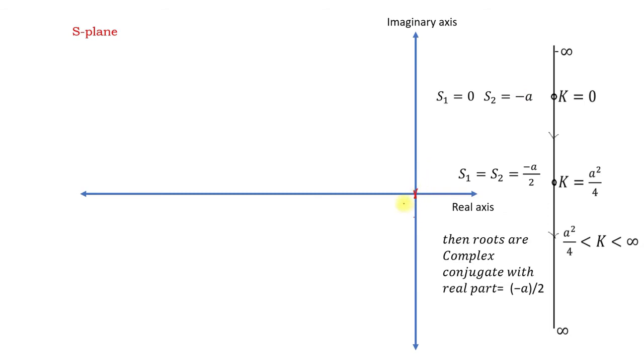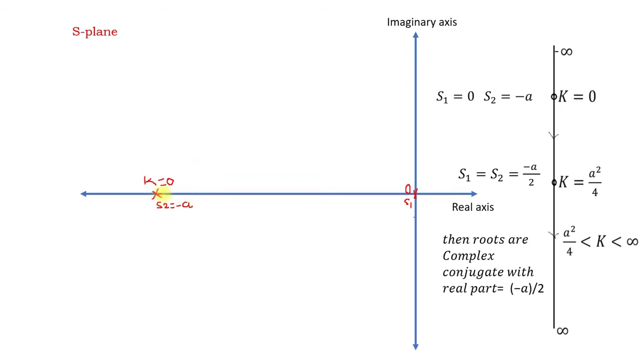So here I will say this is S1, its value is 0, and let us say this is S2, its value is minus a. These two terms are obtained when k is equal to 0. If the k value is increased from 0 to a squared by 4, we can see that the S1 value increases from 0 to minus a by 2, and the S2 value decreases from minus a to minus a by 2. Well, let us look at that on the S plane to see what happens.